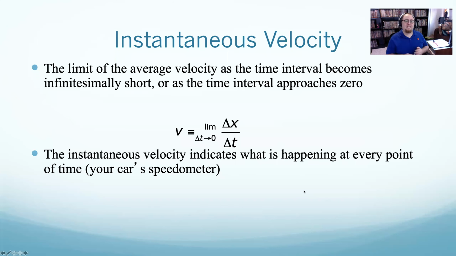Instantaneous velocity or instantaneous speed is the limit of your average velocity as the time interval becomes 0. It's basically looking at your displacement over time for a very, very small time period.